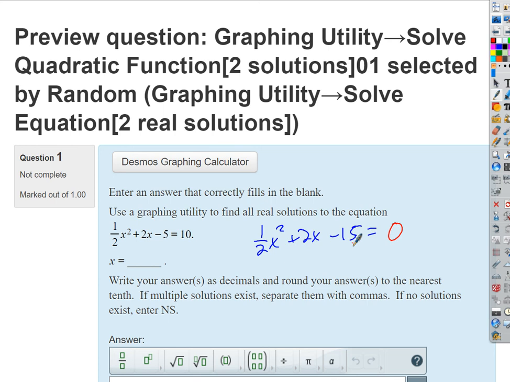Oh, Chelsea. Chelsea, before you go, here's something. So, what would I do? What would we do if it said equal to 0? What's that going to do with the graph? Where it crosses what? X-axis. Yeah, find the x-intercepts. Okay.